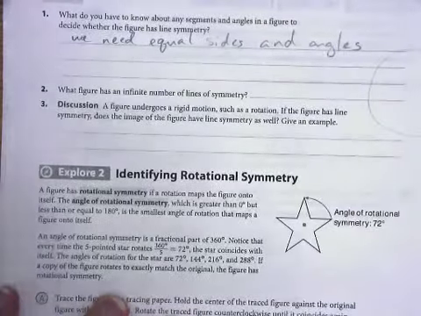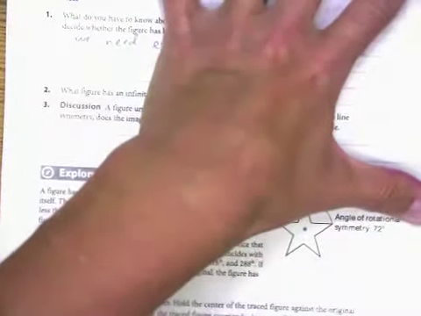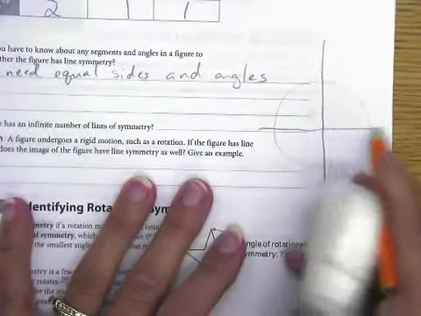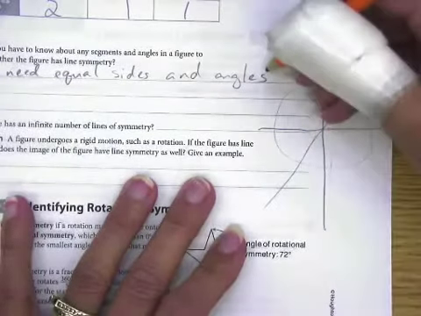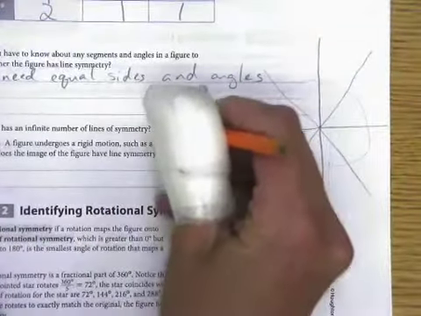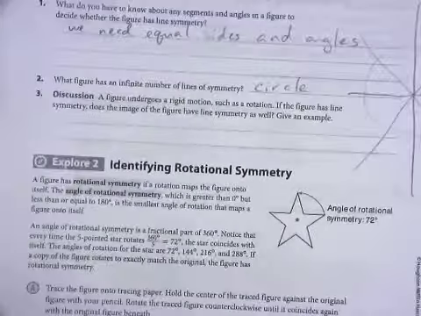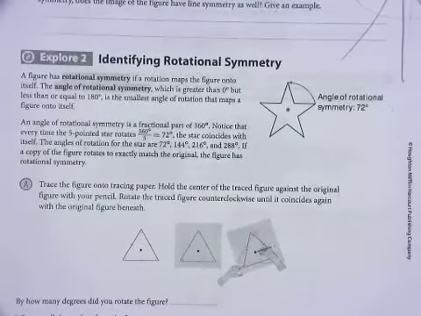And what kind of figure has an infinite number of lines of symmetry? Well, consider a circle. I can draw, hopefully better than that, infinite lines passing through the center of the circle. And all of those lines would be lines of symmetry. And this discussion question I think I'll leave and maybe post as a discussion question on Canvas.